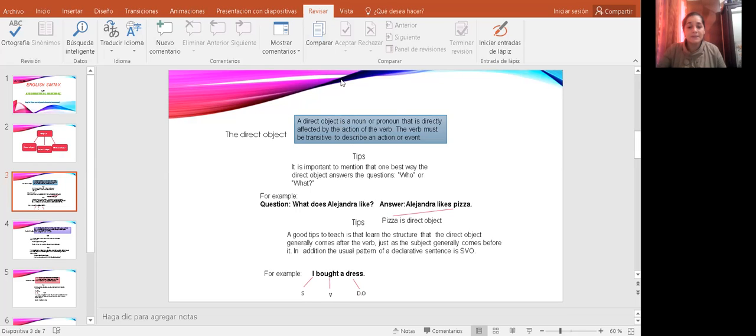Another tip: a good tip to teach is to learn the structure, that the direct object generally comes after the verb, just as the subject generally comes before it. The usual pattern of declarative sentences is subject, verb, object. For example, I bought a dress: I, subject; bought, verb; dress, direct object.